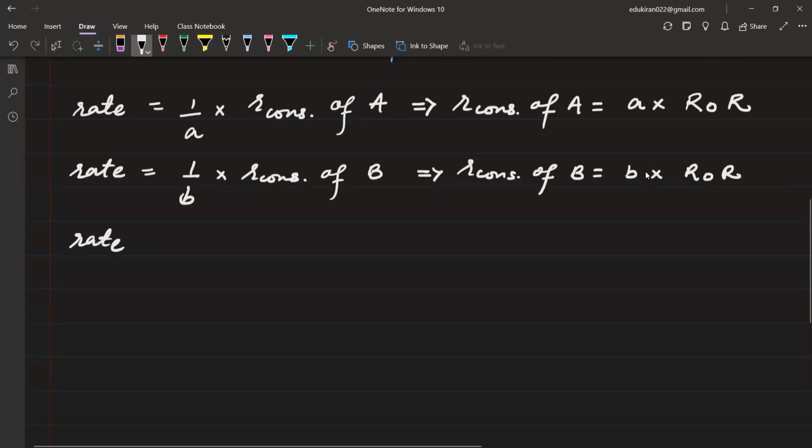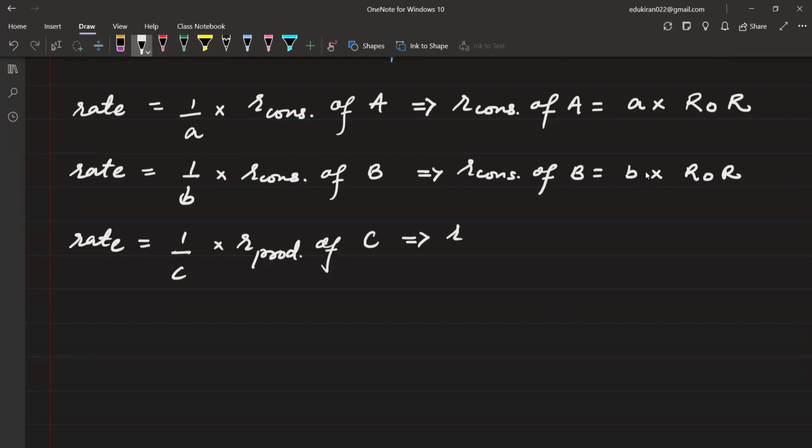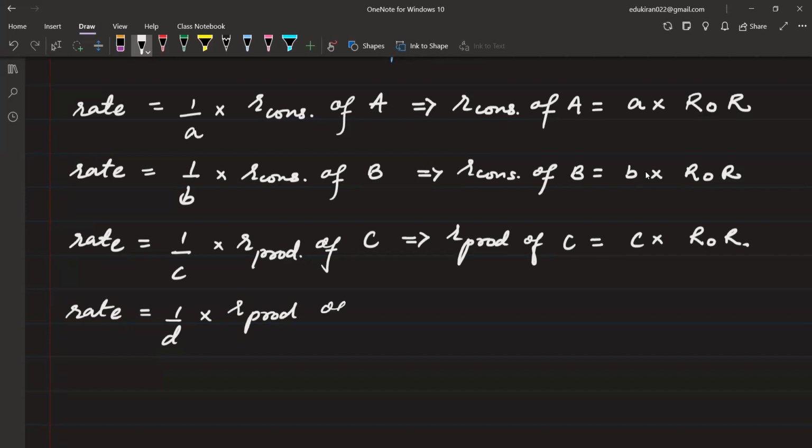Rate of reaction will be equal to 1 by C into rate of production of C, implies that rate of production of C is equal to C times rate of reaction. Rate will be equal to, in terms of D, 1 by D into rate of production of D, which implies that rate of production of D is equal to D into ROR.